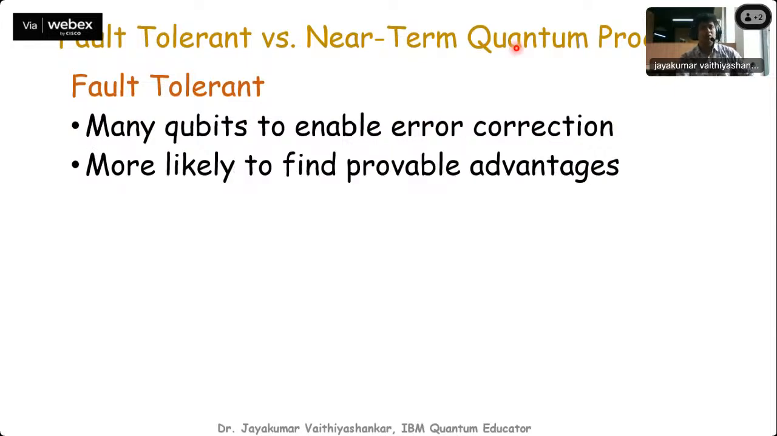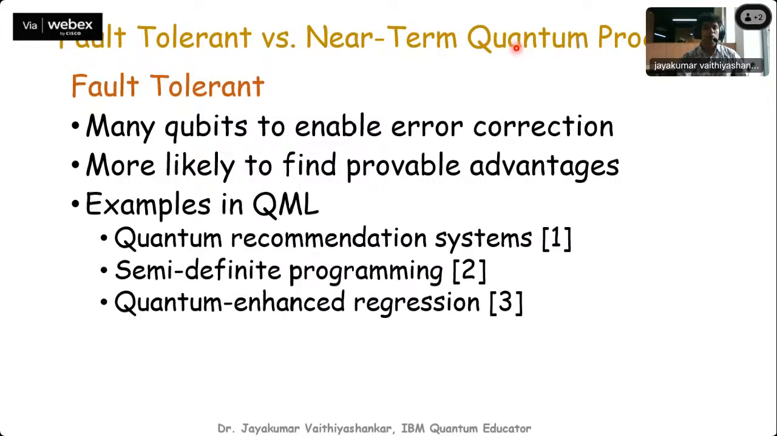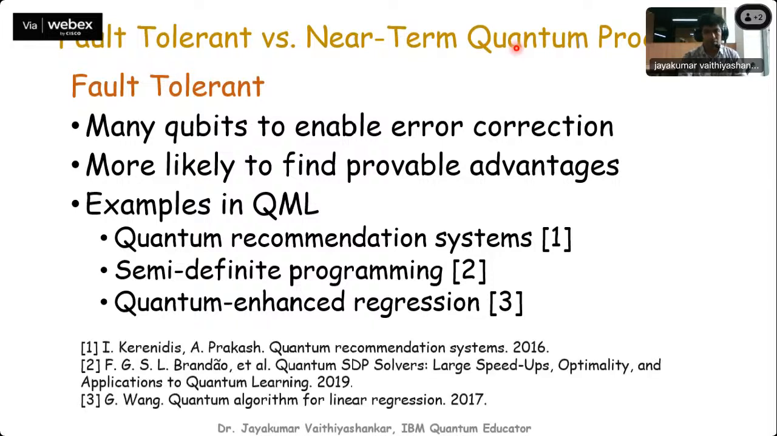So fault tolerance is very difficult. It needs so many qubits to enable error correction, and it is more likely to find provable advantages. All these examples of QML are related to fault tolerance. I'll share all these links with you. Whenever you get time, please go and refer to this reference.